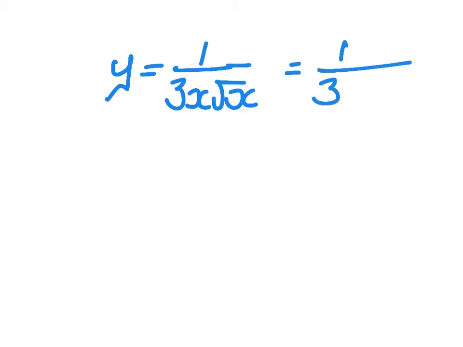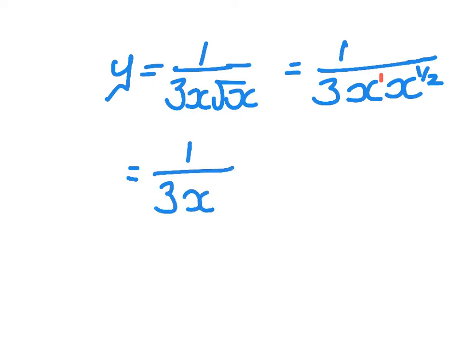Instead of saying 3x times the square root of x, I'm going to say 3x times x to the power of a half. That gets rid of the square root. I'm going to remind myself that that x is to the power of 1. Now I'm going to use my index rules to push these x's together. So I've got x to the power of 1 multiplied by x to the power of a half. When we multiply indices, the rule is that we add the powers. So I've got 2 halves here plus 1 half here, so I've got 3 halves. So this is the same as 1 over 3 times x to the power of 3 halves.